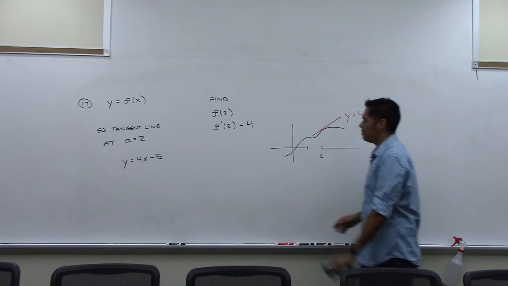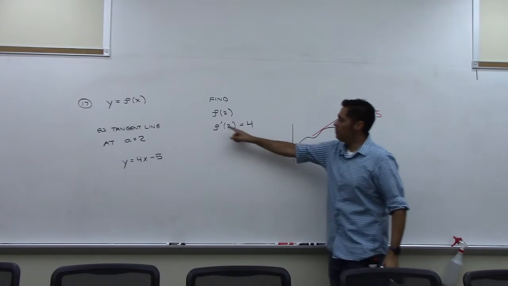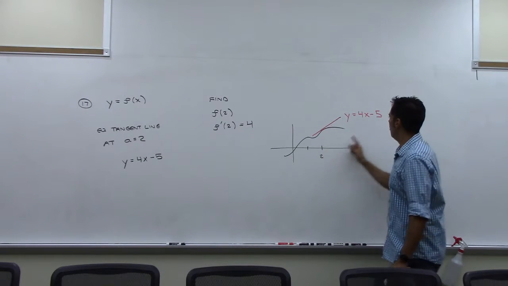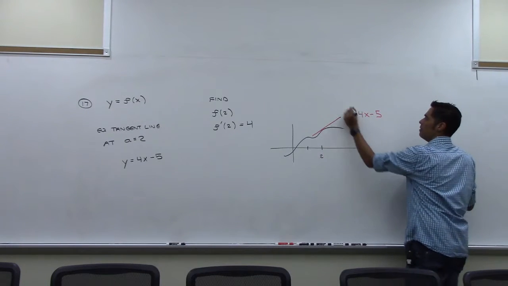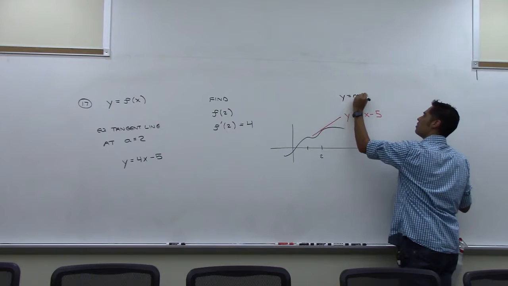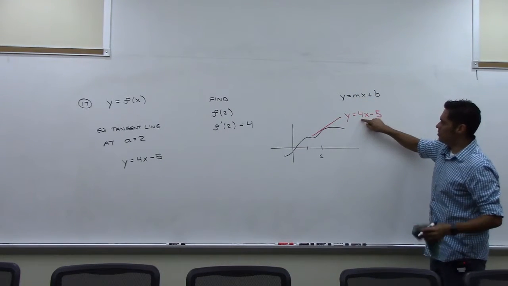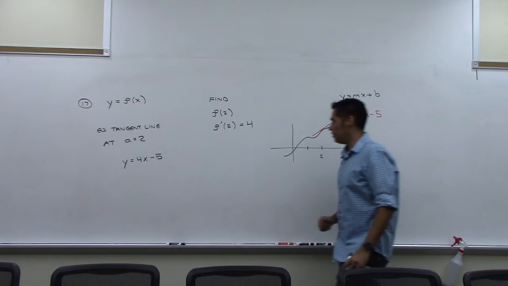The reason is that by saying f prime of 2, you're asking what's the slope of this tangent line at 2. Well, we already know the slope of the tangent line from the equation y equals mx plus b, which is what we're looking at here: the number in front is the slope. So I know that the slope of the tangent line is 4.